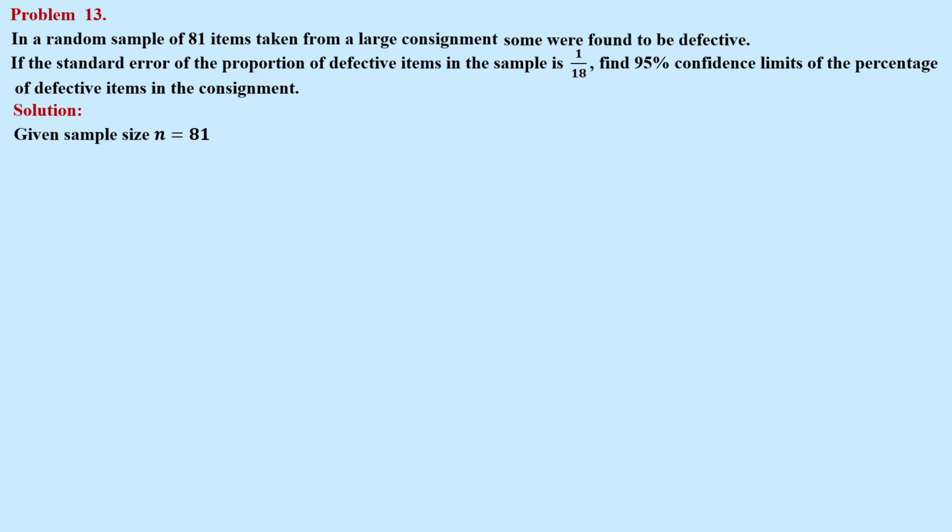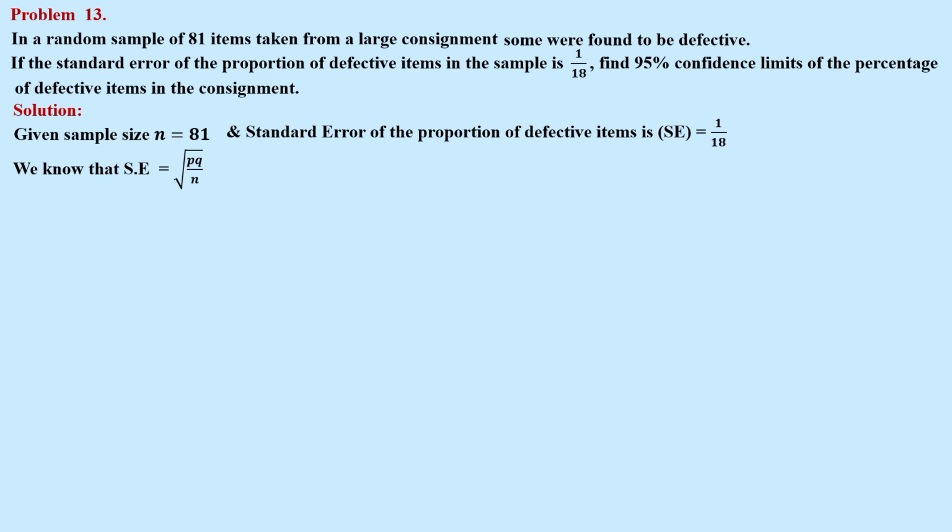Given sample size n is equal to 81, and the standard error of the proportion of the defective item, E, is 1 by 18. We know the standard error formula is root of PQ by N, where Q is equal to 1 minus P. So root of PQ by N is equal to 1 by 18. Therefore PQ by N, squaring both sides, is equal to 1 by 18 squared, 324.